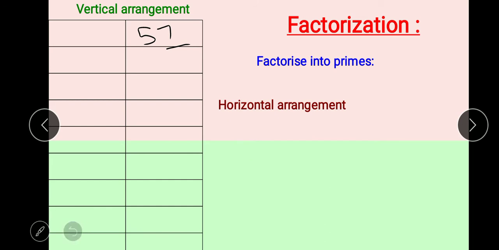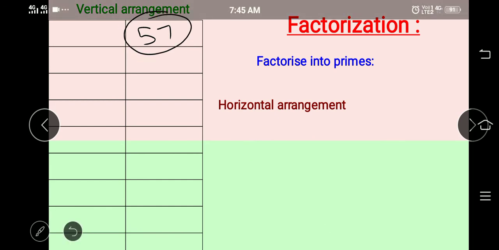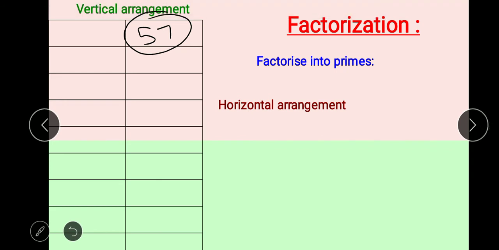Now let us check whether the number is divisible by 3 or not. Now how to check whether the number 57 is divisible by 3 or not? What will we do, students?